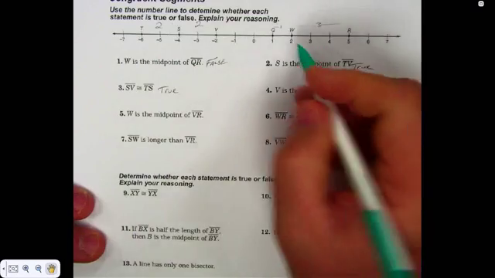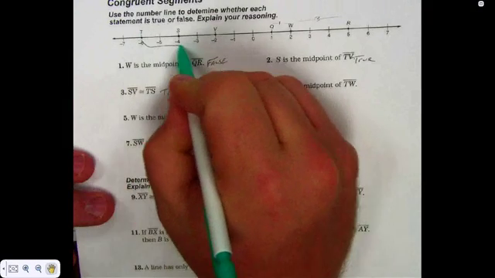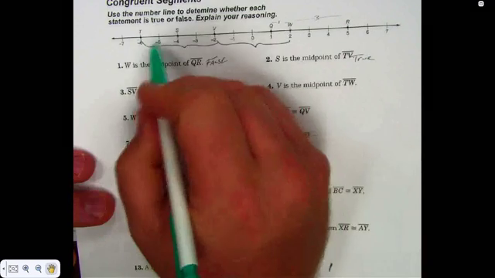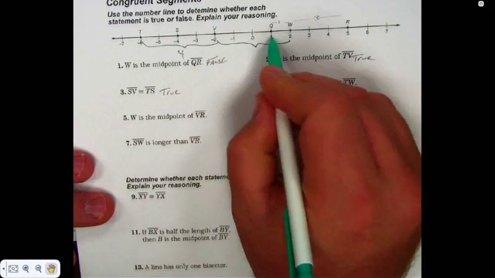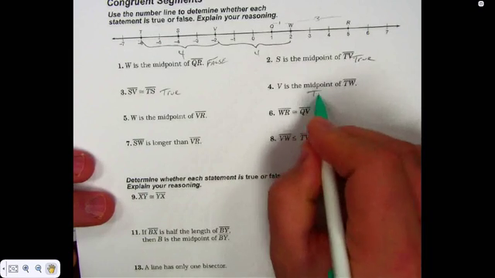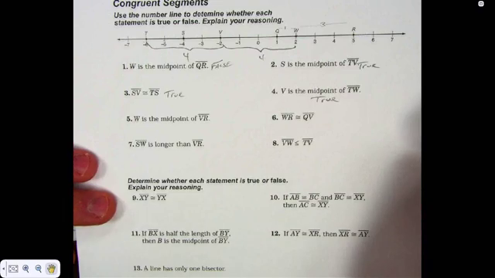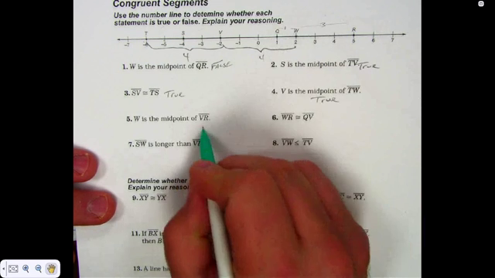V is the midpoint of TW. Is it? Let's look. We got to get those two distances right. Yes, it is. 1, 2, 3, 4. 1, 2, 3, 4. So yes, that's true. With some of these longer ones, it may not just jump out at you. W is the midpoint of VR. No. False.